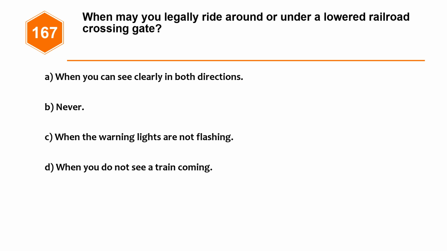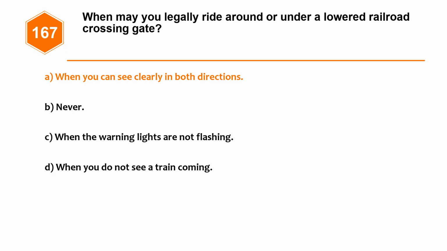Question 167. When may you legally ride around or under a lowered railroad crossing gate? Option A, when you can see clearly in both directions. Option B, never. Option C, when the warning lights are not flashing. Option D, when you do not see a train coming.